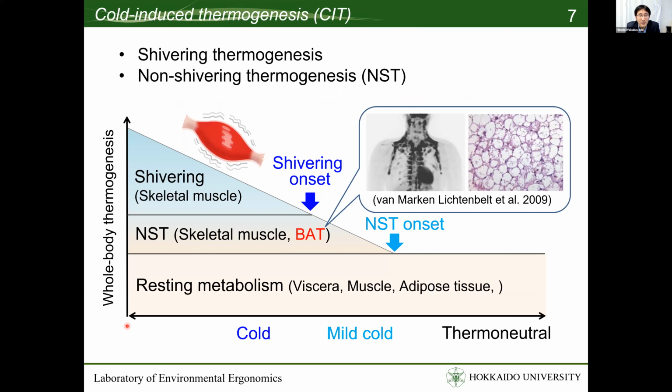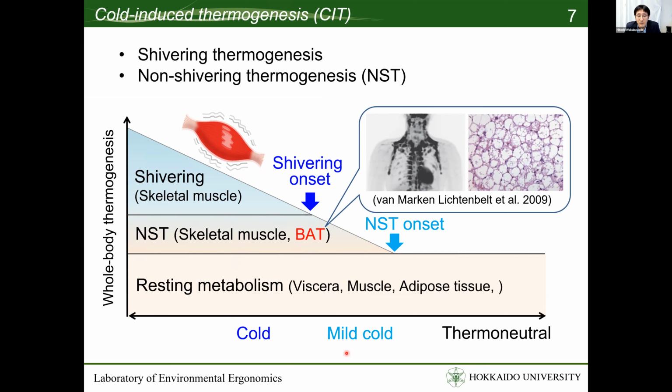And cold-induced thermogenesis, CIT, could be classified into shivering thermogenesis and non-shivering thermogenesis. And this is the model of whole body thermogenesis, including resting metabolism, non-shivering thermogenesis and shivering thermogenesis as a function of the cold stress. And we also show the thermal effectors of each metabolic component. And in the thermoneutral condition, only the resting metabolism is activated.